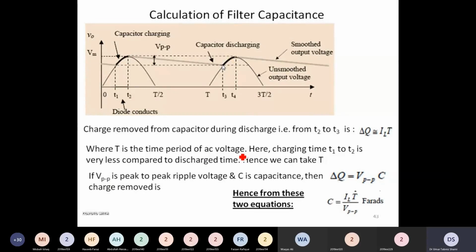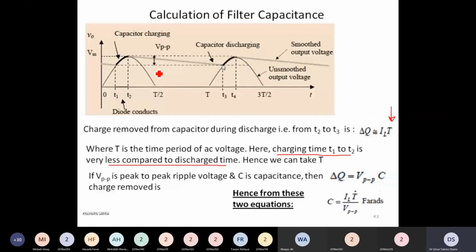Here the charging time t1 to t2 is very small compared to the discharge time. Hence, we take time T. In this formula we have made an approximation, and this approximation is that since the time from t1 to t2 is very small as compared to time t2 to t3, we will assume that the capacitor discharges over a complete cycle.